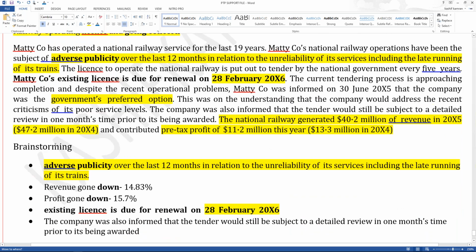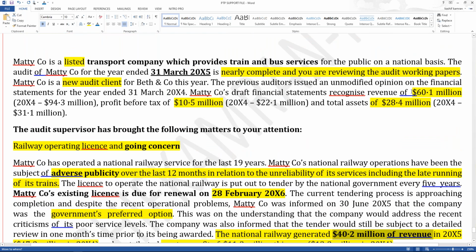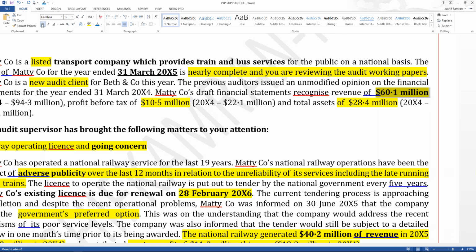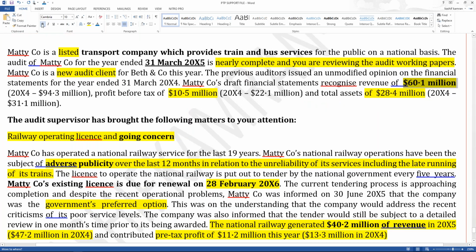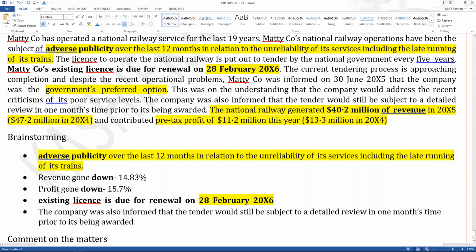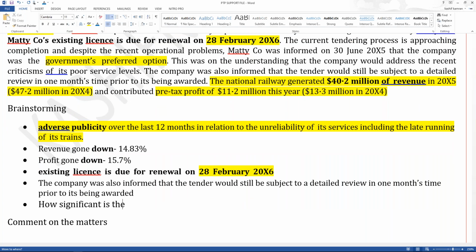Right. So brainstorming done. Now tell me, the National Railway generated 40.2 million of revenue. What is the total revenue of the company? Look at the first paragraph. The total revenue of the company is 60.1 million. So how significant is the revenue you are getting from the train service? Your total revenue as METI is 60.1 million in the first paragraph, and the revenue you are getting from the train operation is 40.2 million. So how significant is the train operation to METI?